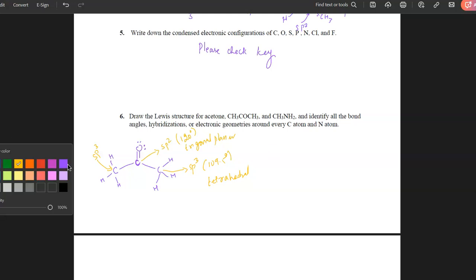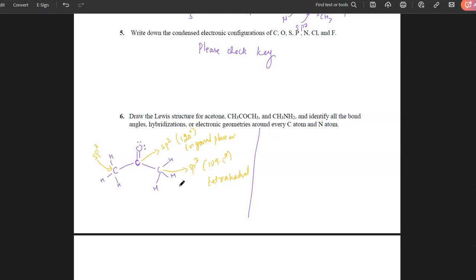Now the next one is CH3NH2. Again, keeping the rule that we have to complete their octets, let's draw the hydrogens with single bonds. Then we have the nitrogen, again with the two hydrogens connected by single bonds. So this is the correct structure of CH3NH2.